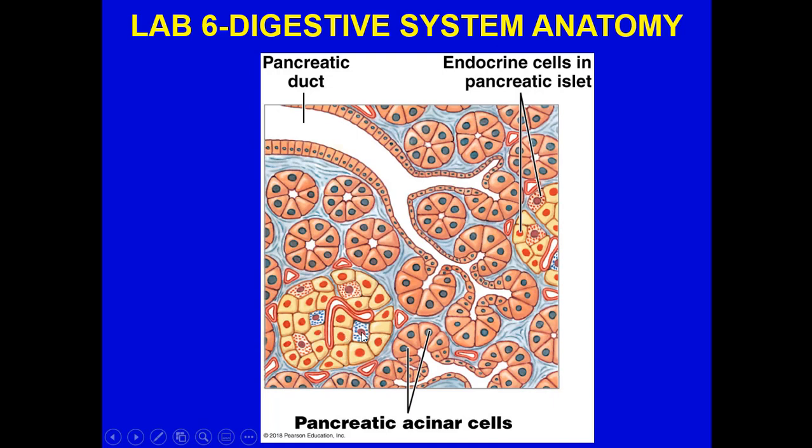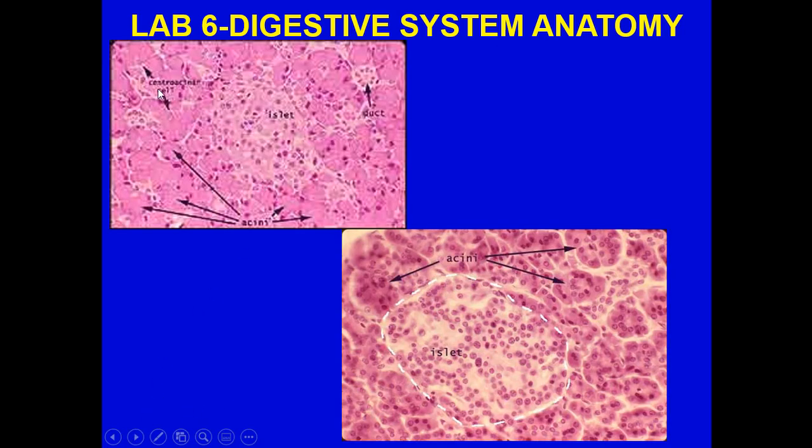And don't sweat it. I'm not asking you to identify which one's an alpha, which one's a beta, which one's a delta, and which one is an F cell. That's something that would be much more difficult to do by just looking at cells. You have to have usually immunohistocytochemistry present, okay? Just understand that for the pancreas, you have acinar cells, okay? Here you would have your acini.